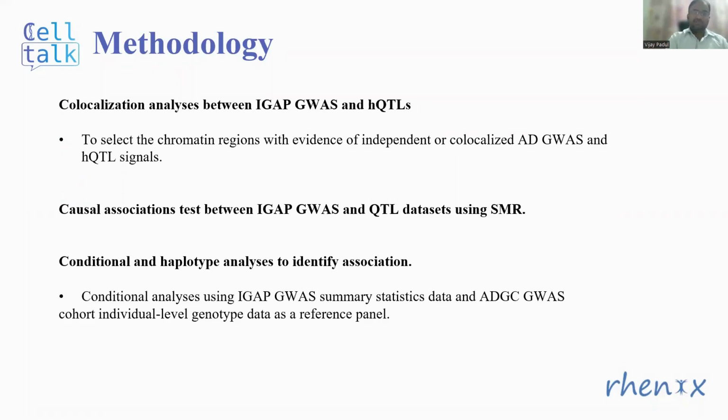And then conditional haplotype analysis to identify the association. So conditional analysis using IGAP GWAS summary statistic data, and ADGC GWAS cohort individual-level genotype data as a reference panel. So they included these two datasets, IGAP GWAS and ADGC GWAS cohort as a reference panel, and they did this conditional and haplotype analysis to identify association of those particular variants with respect to the disease state.